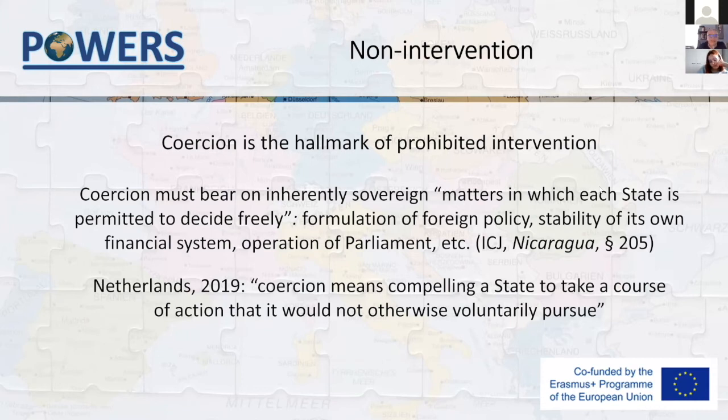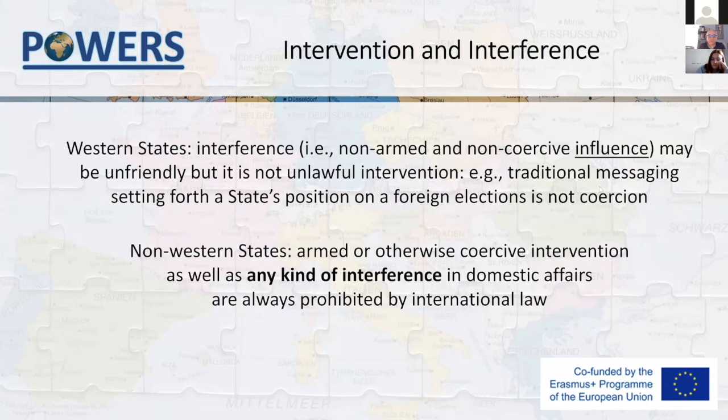And you can read a very good definition given by the government of the Netherlands a couple of years ago concerning what is coercion under international law. According to the Netherlands government, coercion means compelling a state to take a course of action that it would not otherwise voluntarily pursue. So it's hard to define the content, but we can say that in general, the principle of non-intervention is quite established in the international law system.